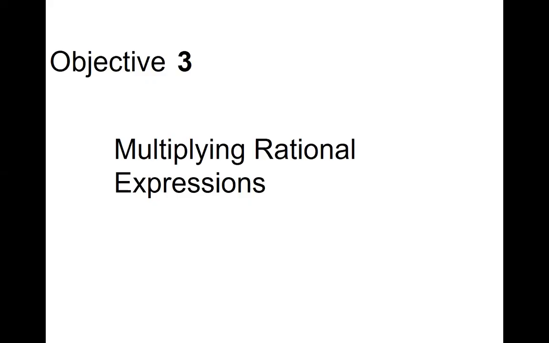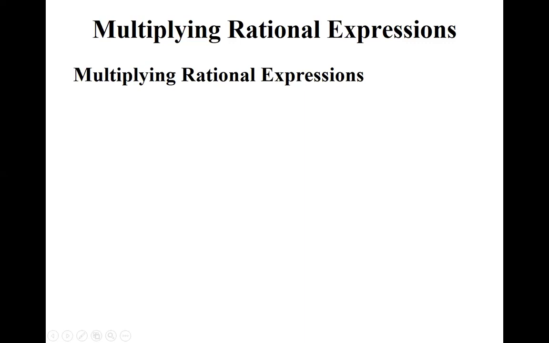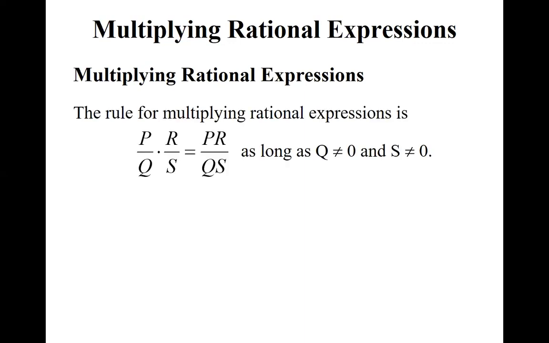The third objective in this topic is multiplying rational expressions. So the rule for multiplying rational expressions is the same as the rule for multiplying fractions. P over Q times R over S is PR over QS. Multiply across the top, multiply across the bottom. Our fractions rules coming back around yet again. And we have the note as long as Q isn't 0 and S isn't 0, because we can't have 0 on the bottom of a fraction. We can't divide by 0.